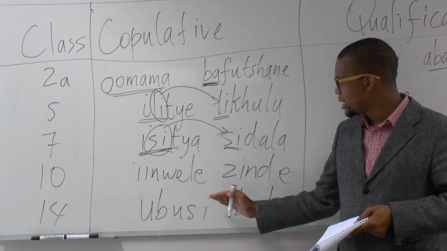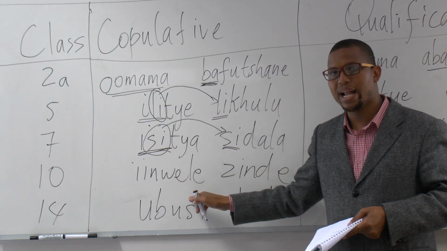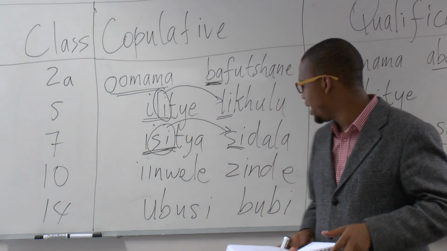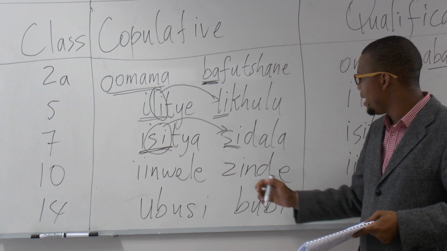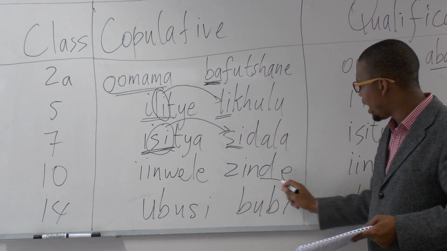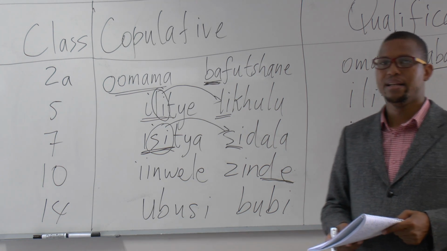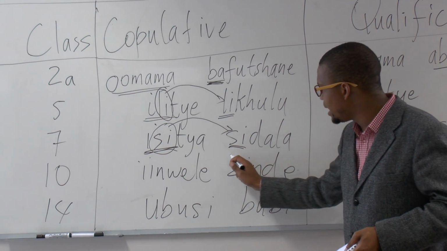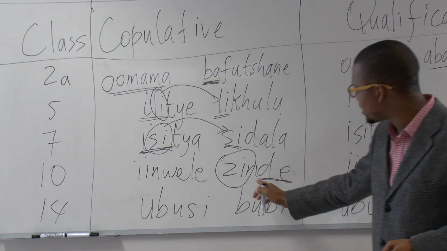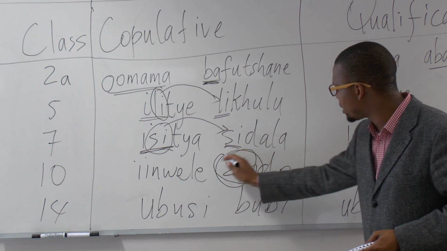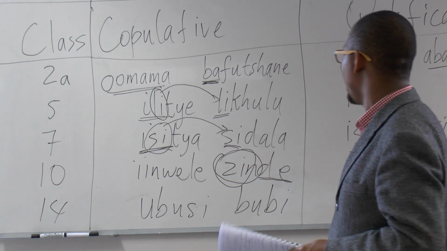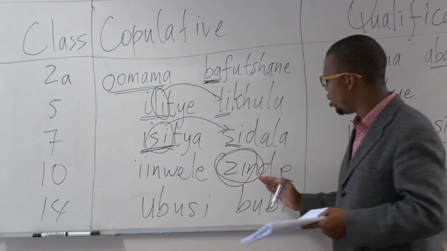Our example is the hair. Inwele is the hair. The hair is long. The adjective there is de. The part which means is, it's zin, this whole part. Iinwele zinde. The hair is long.